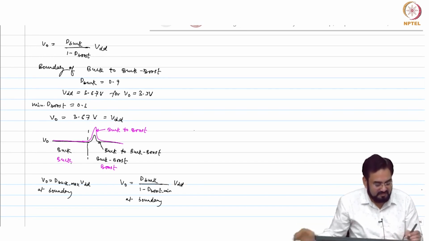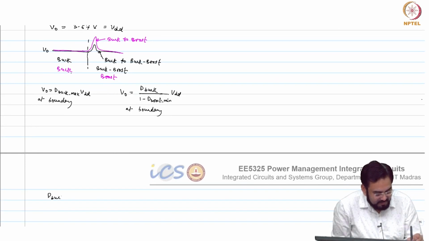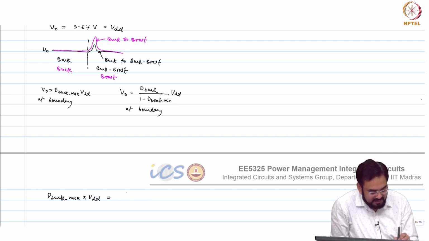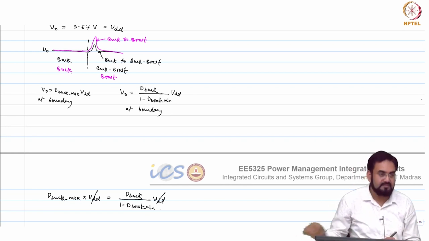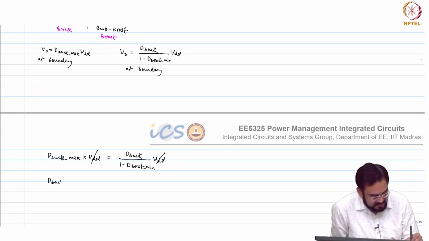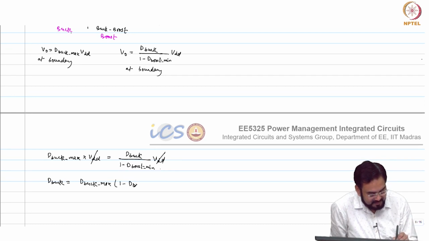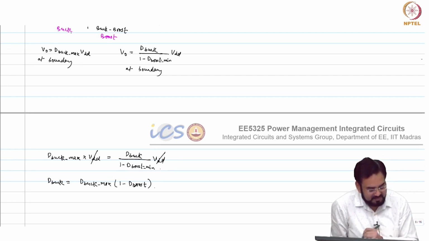So these two, which means Dbuck max into VDD should be equal to Dbuck over 1 minus Dboost. This is gone. So which means Dbuck is Dbuck max into 1 minus Dboost.